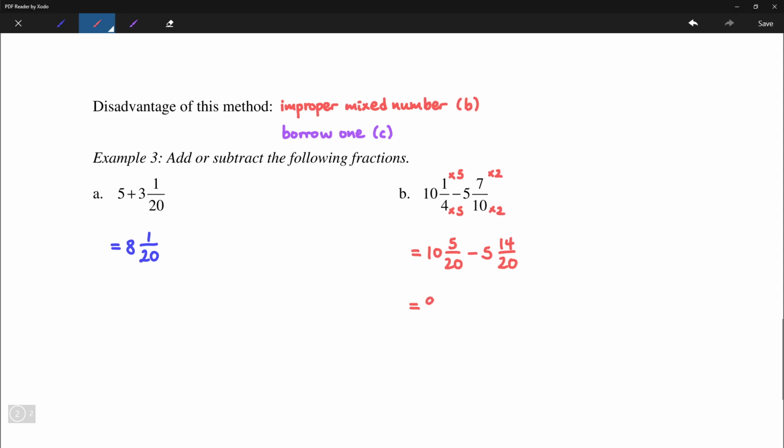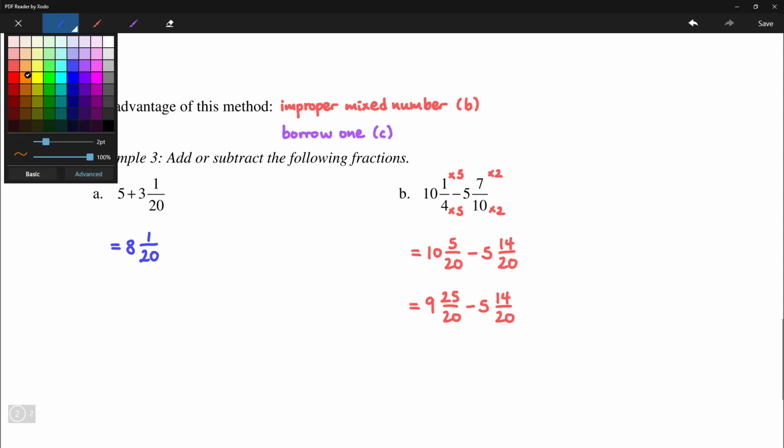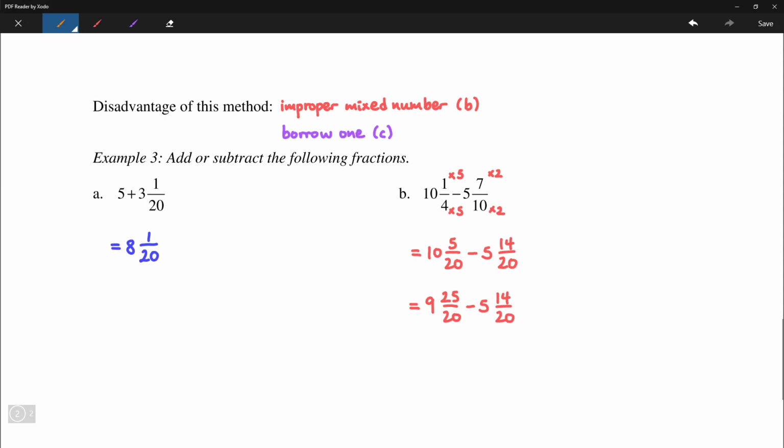So this would be 9 and 25 over 20 minus 5 and 14 over 20. Right, and the way that this works, in case I wasn't being very clear earlier, is the fact that we can rewrite 1 in any case as 20 over 20. So if we borrow 1 from 10, we can rewrite it as 20 over 20 and add it to 5 over 20, and that's how we get to 25 over 20.